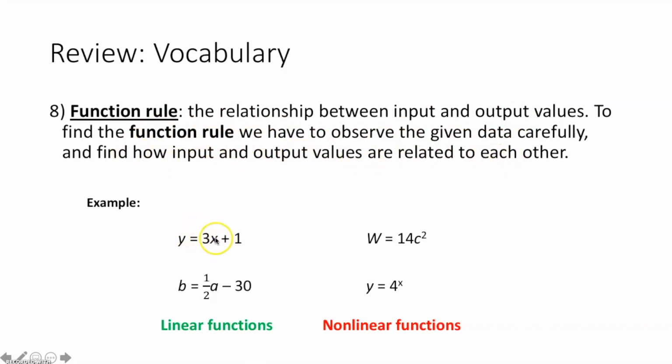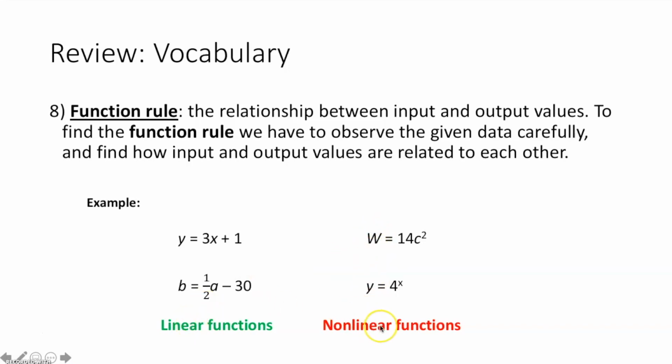observe the given data carefully and find how input and output values are related to each other. So here you can see our input values for each of these equations would be x here, a here, c here, and x here. Those would be values that we plug in numbers for, our independent variables, our input values. We're going to get out our output values, our dependent variables. So that would be y, b, y, and w. Those represent our output values or our dependent variables.